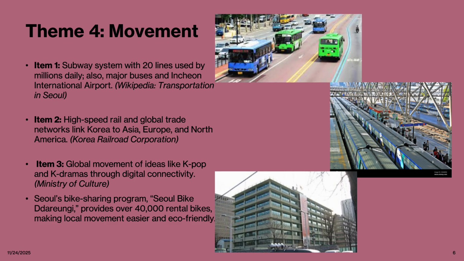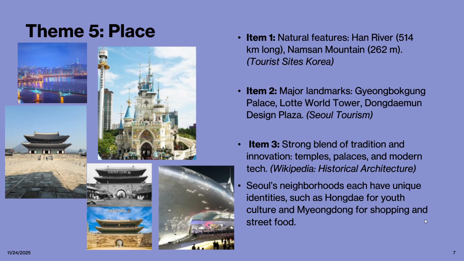Seoul's bike sharing program, Seoul Bike Ddareungi, provides over 40,000 rental bikes, making local movement easier and eco-friendly. So, besides all the transportation like buses and cars and airports and subway systems that use a lot of gas, there are a lot of rental bikes out on the street for you to use if you want to be a little more eco-friendly, since there is a lot of pollution in South Korea. And then theme 5 is place.